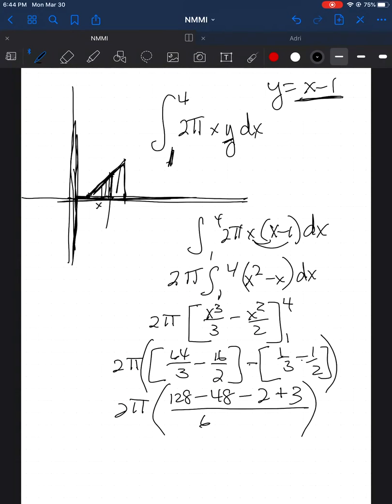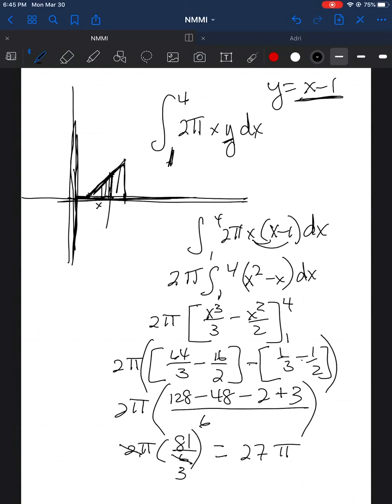So what do we get out of that? Let's see, 128 minus 48 is 80, and 80 minus 2 is 78. 78 plus 3 would be 81. So 2 pi times 81 over 6. And that goes in there 3. And then that goes in there 27 pi.